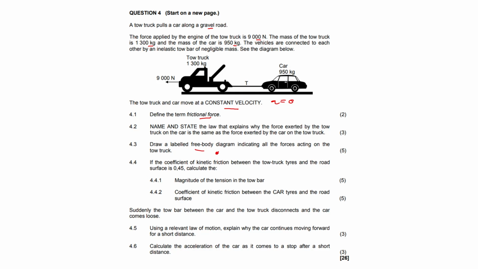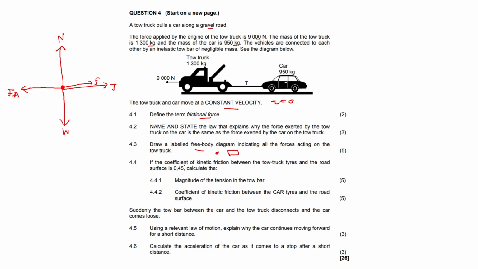4.3. Draw a free body diagram. Remember, free is the dot, force is the block, indicating all the forces on the tow truck. So they want a dot for the tow truck. We have weight pulling it down. Then we have the applied force of 900 newtons of the engine. Then we also have normal force, which is equal to the weight. And then we have tension from that inelastic tow bar. And then we also have friction, which is a little bit shorter than tension. So you will get 5 marks because there are 5 forces.